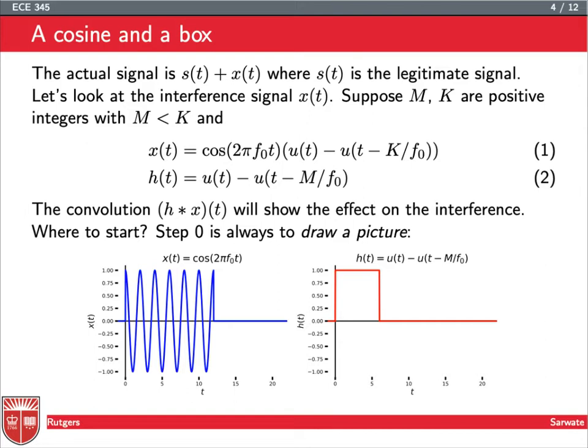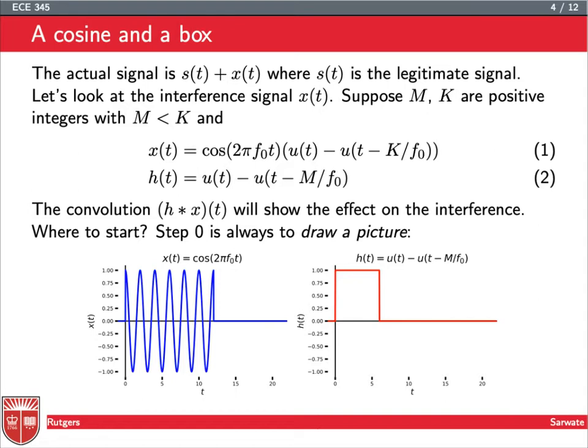We're going to make a beep of length k over f0. So here we have cosine 2 pi f0 t. That's a beep of infinite time, and then I'm going to clip it between 0 and k over f0. Why am I doing that? So that I get an integer number of cycles in that time period. And then h of t I'm just going to define as a box from 0 to m over f0. So this convolution h star x is going to show us what is the effect of this filter h on the interference.